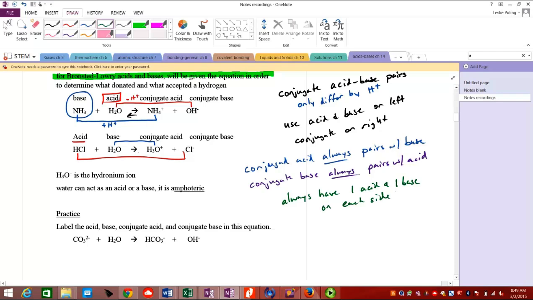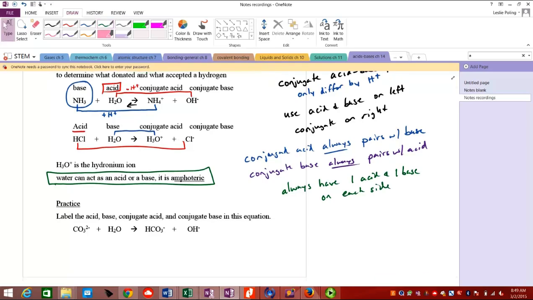H3O+ is called the hydronium ion. It's when a hydrogen ion attaches to a water. And this is a very interesting property of water. It can be an acid or a base, and that's called amphoteric. We will see very few other things that can do that.